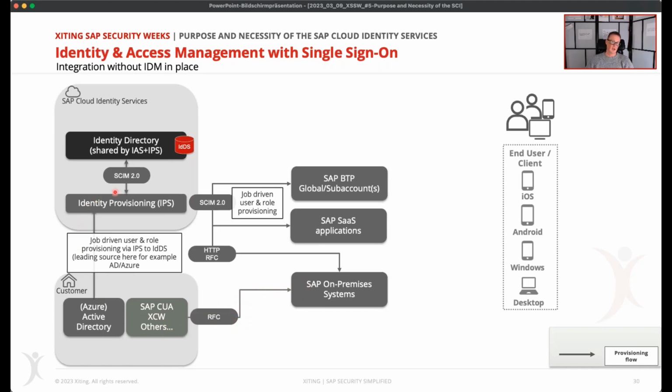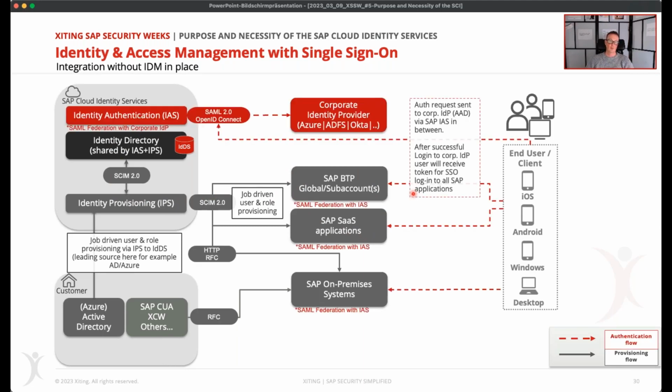On the other side, we have the IPS that is connected, for example, with Azure AD or your on-premises AD using the Cloud Connector, and then your users will be provided in the identity directory. And based on that, also later on to connected applications. Now, if we add the authentication, we can have a big picture about not only provisioning, but also the authentication part. I think it's obvious you now have your IAS.